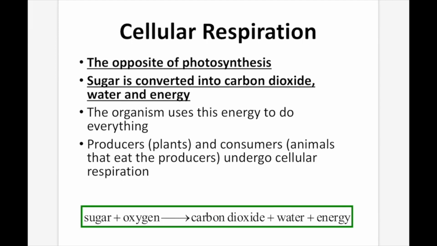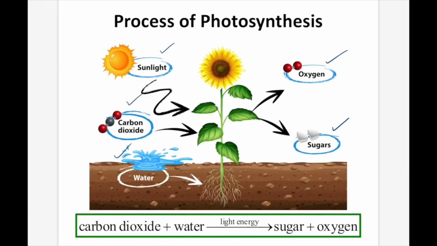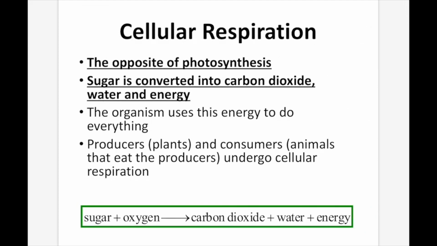So you can see why we say it's the opposite of photosynthesis. If you take a look at this equation, it's carbon dioxide plus water plus light energy gives you sugar and oxygen. Cellular respiration is going to be the opposite. Sugar plus oxygen. So this is why we breathe, the oxygen here. The sugar is what we take in our food. And then we're going to breathe out carbon dioxide. We're going to create water. And then we're going to create energy as well.